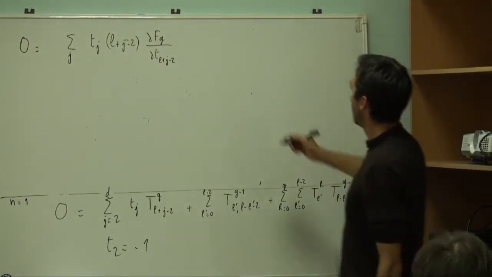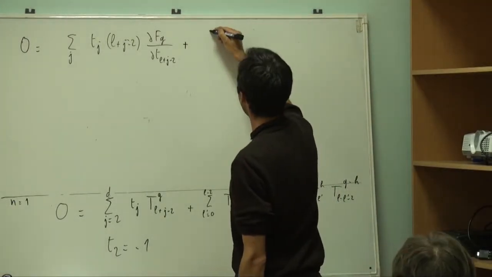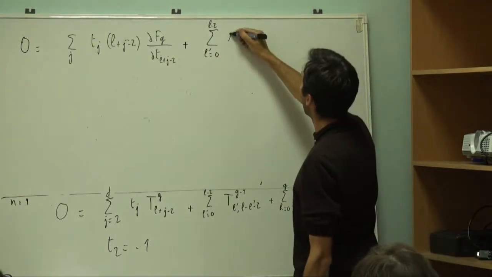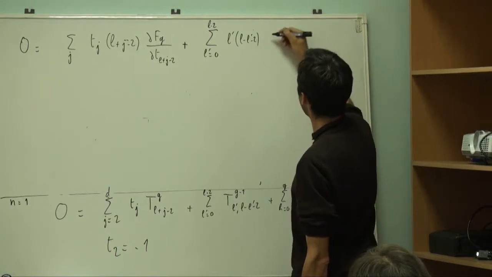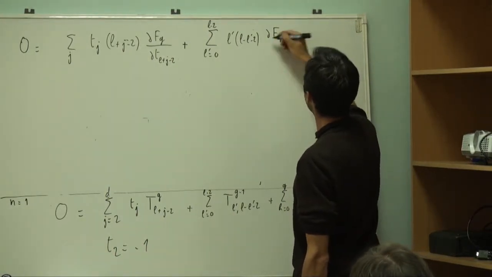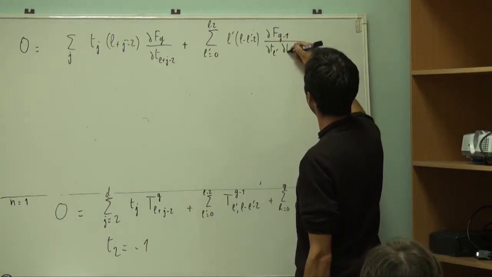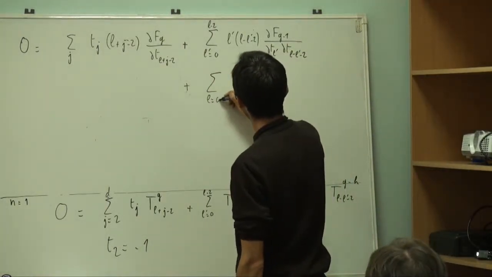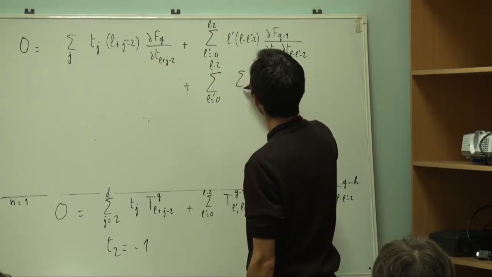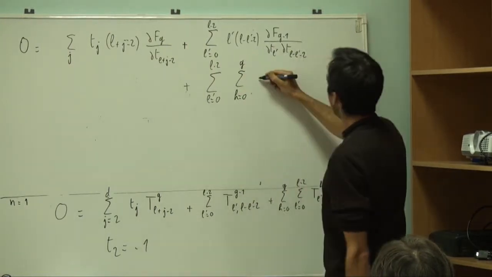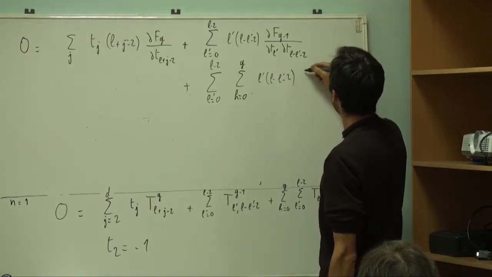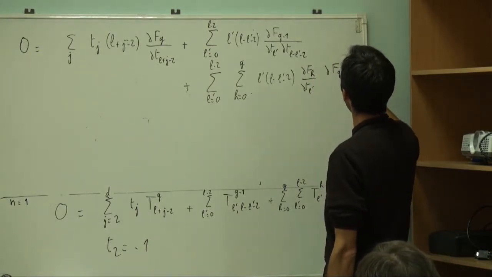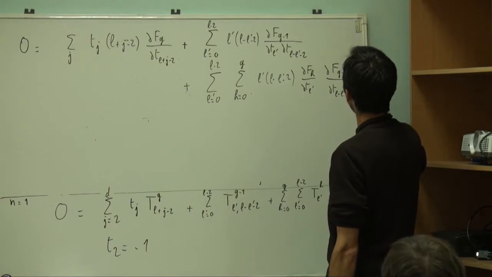Right, plus sum from L prime equals 0 to L minus 2, L prime, L minus L prime minus 2, dfg minus 1 over dt L prime dt L minus L prime minus 2, plus sum from L prime equals 0 to L minus 2, from h equals 0 to g, L prime, L minus L prime minus 2, dfh over dt L prime, dfg minus h over dt L minus L prime minus 2.